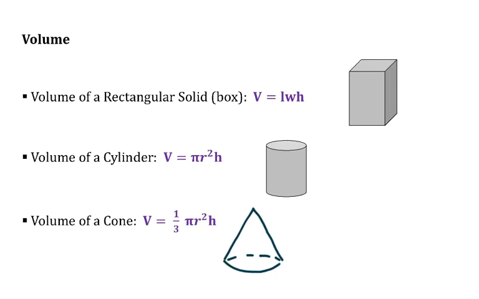So volume is a measure of the space inside a three-dimensional or solid shape, such as the ones on the screen here. Units for measuring volume will always be cubic units. So for example, we could use cubic inches, cubic feet, or cubic meters. Below are the formulas for finding volume of common shapes.